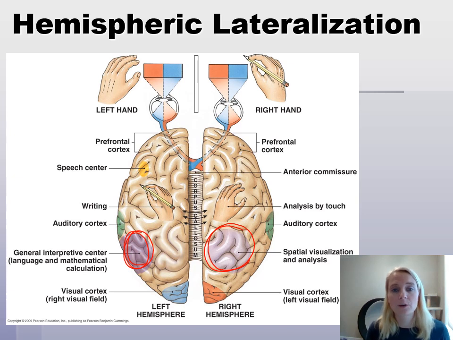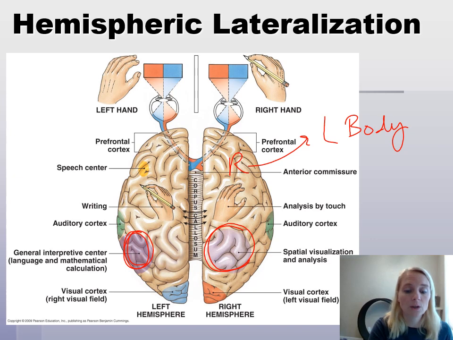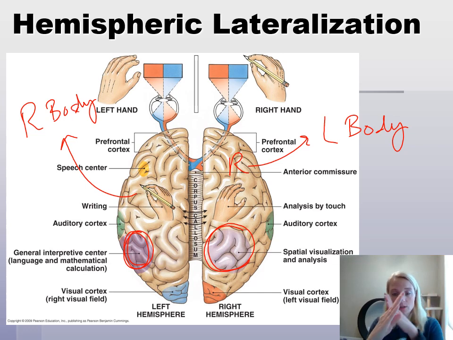So hemispheric lateralization is just the idea that each hemisphere is similar but different. And your right hemisphere controls the left side of your body and receives information from your left side of your body. Your left hemisphere controls and receives information from your right side of your body. So there's a crossing over in that information that goes up and comes from your hemispheres. Okay, so that is all of our brain structure.